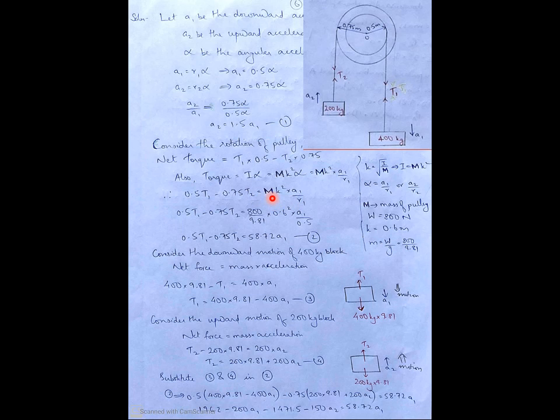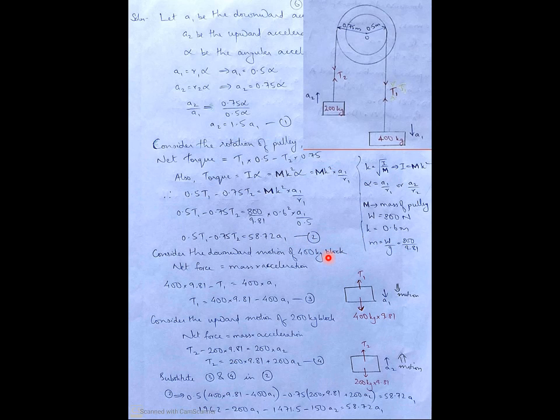What is M? It is the mass of the pulley, whose weight is given as 800 Newton. So mass will be 800 divided by 9.81. What is K? It is 0.6 meters. So it is 0.6 square into A1 divided by R1. R1 is 0.5. So substituting, you will get this equation, which is equation 2.